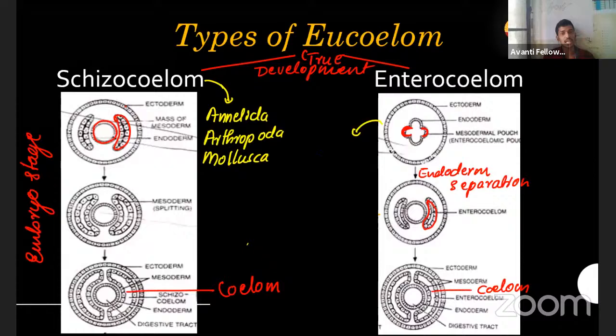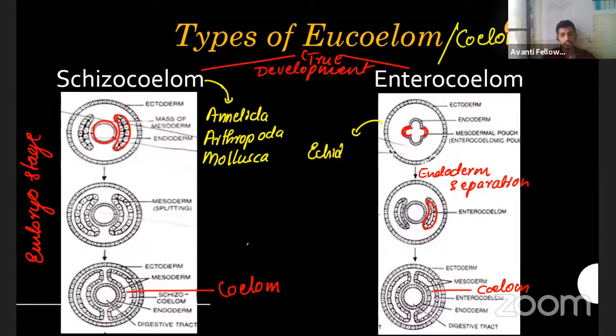No, Shreya. Eucoelom is not a different type of coelom. I will write it down here only, that will be better. Eucoelom and coelom both are the same. So enterocoelom, you can find in other things like Echinodermata.